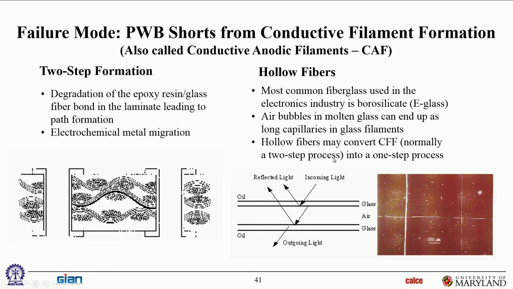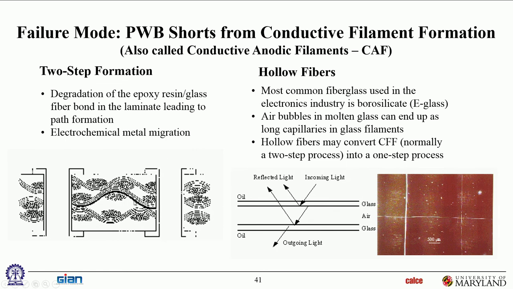What's the failure here? I apologize for the quality of the graphics, it did not come through properly. What I'm trying to draw is a cross-section of a fabric weave. This is the thickness direction. The vertical direction is the thickness direction of the PWB. The horizontal direction is the in-plane direction of the PWB. You're looking at a cross-section, and you're looking at two plated through holes side by side going through that PWB, okay?